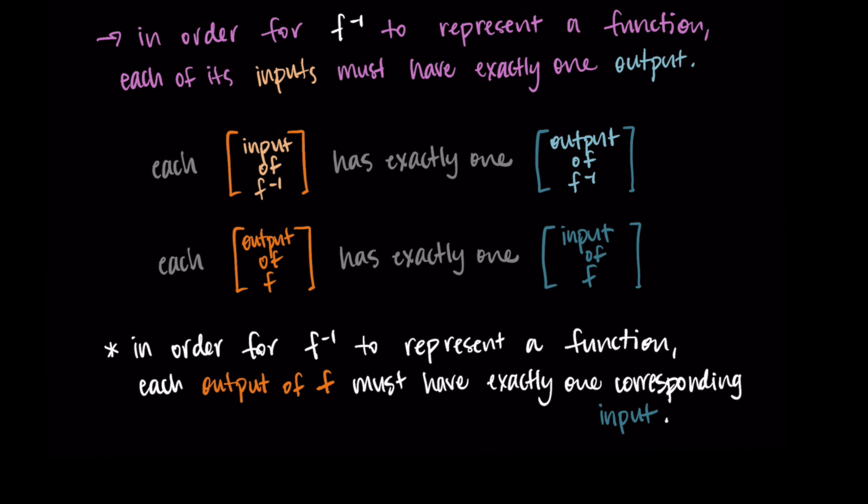So we saw this in our example. The output of 5 had 2 corresponding inputs for the original function, and that was confusing because we didn't know which solution to pick. So we want each output to have only one input that goes with it for the original function in order to make the inverse work well.